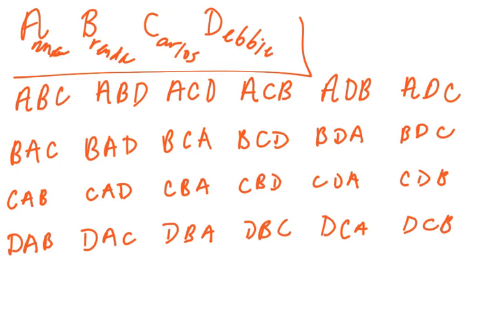So the order doesn't matter. Anytime we don't have order mattering, we're talking about combinations. But let's look and see what happens here. Here's how we're going to address this situation.